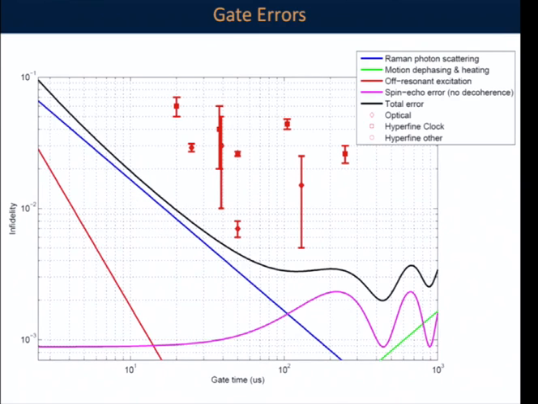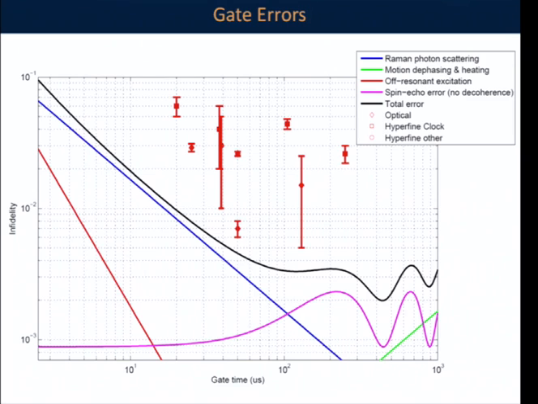And then what other errors have we got? As you try and go faster with your gates, if you're tuned near the center of mass mode, the gate detuning has to increase and you get closer to the stretch mode. So the off-resonant excitation comes in over here, quadratically as you try and go faster. Now slower is usually better, but of course eventually you run into heating rate or motional dephasing from the ion trap, so this is our estimate of where this would come in.